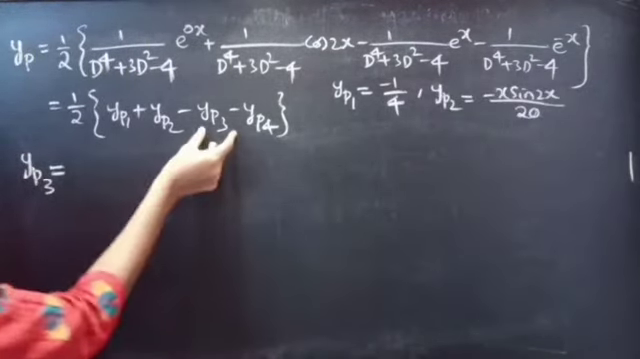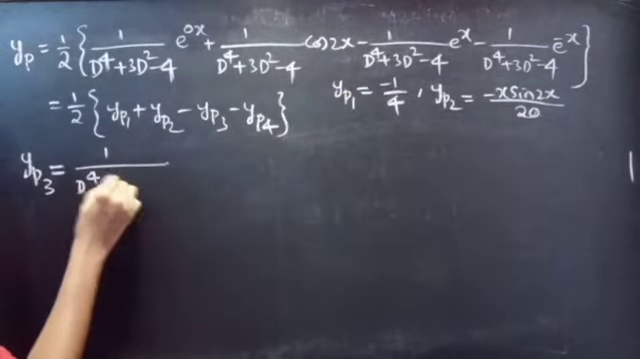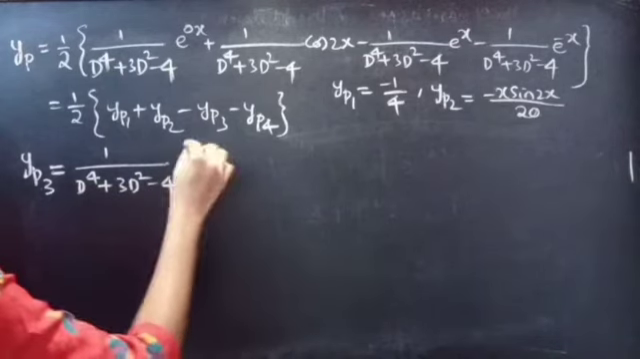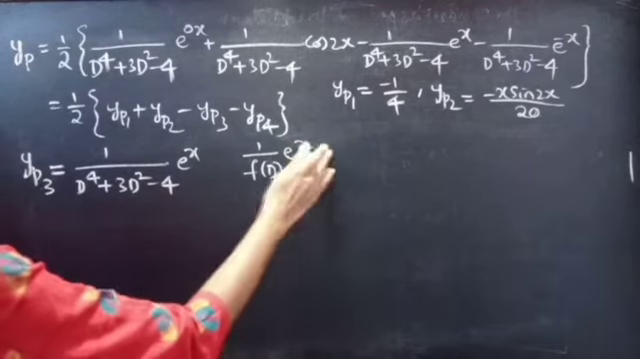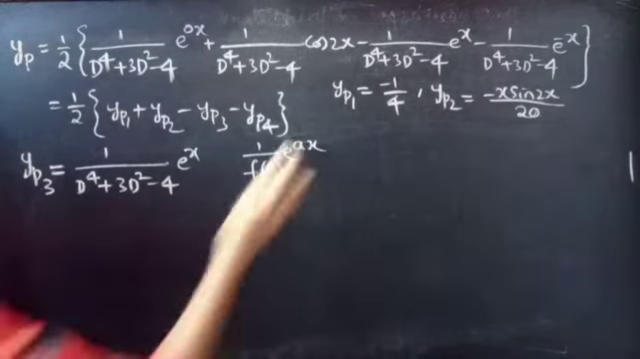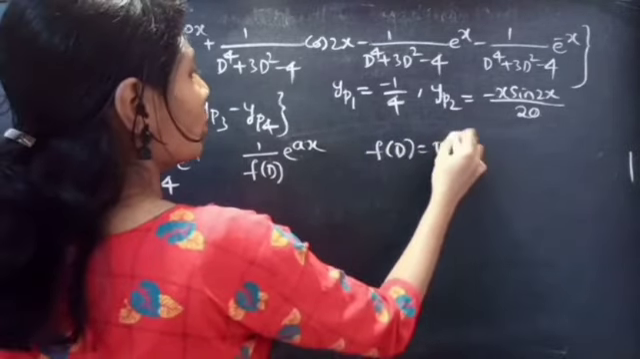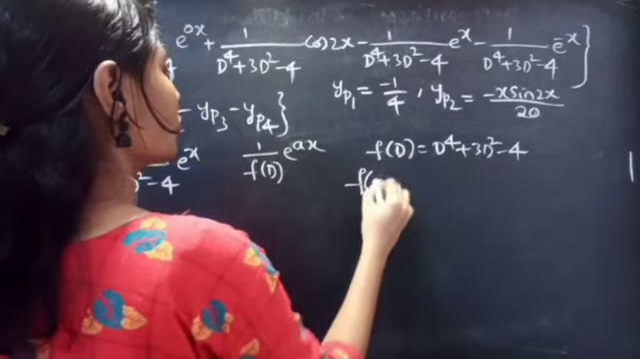Now let's find yp3. 1 by D⁴ + 3D² − 4, into e^x. This is of the form 1 by f(D), into e^(ax), right? We have f(D) = D⁴ + 3D² − 4. Now let's find f(a).